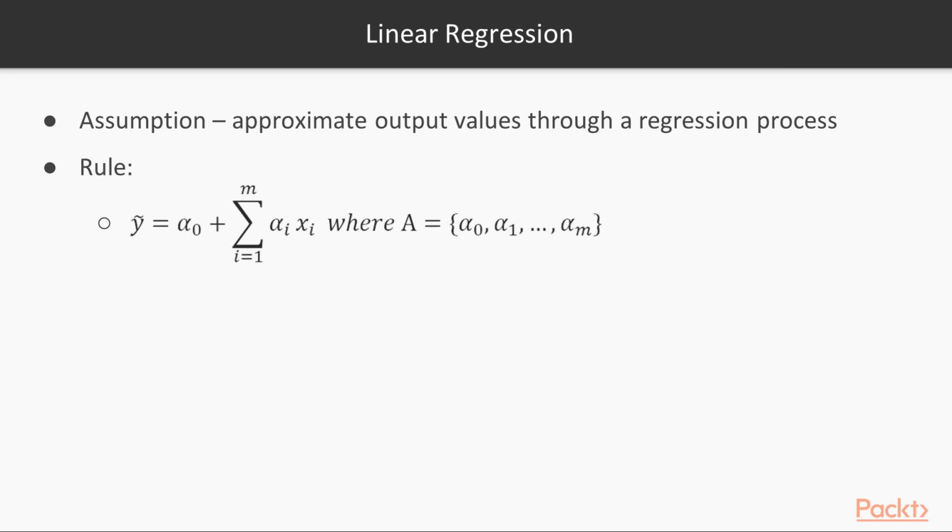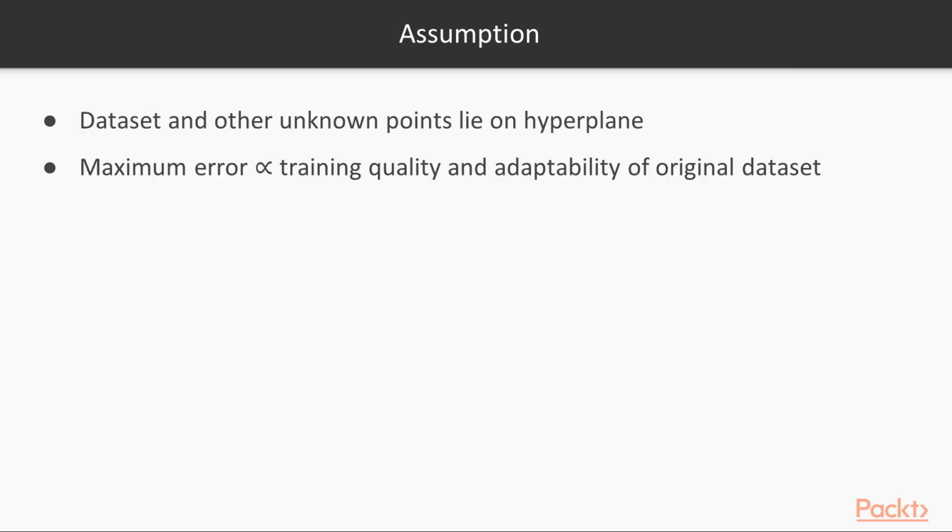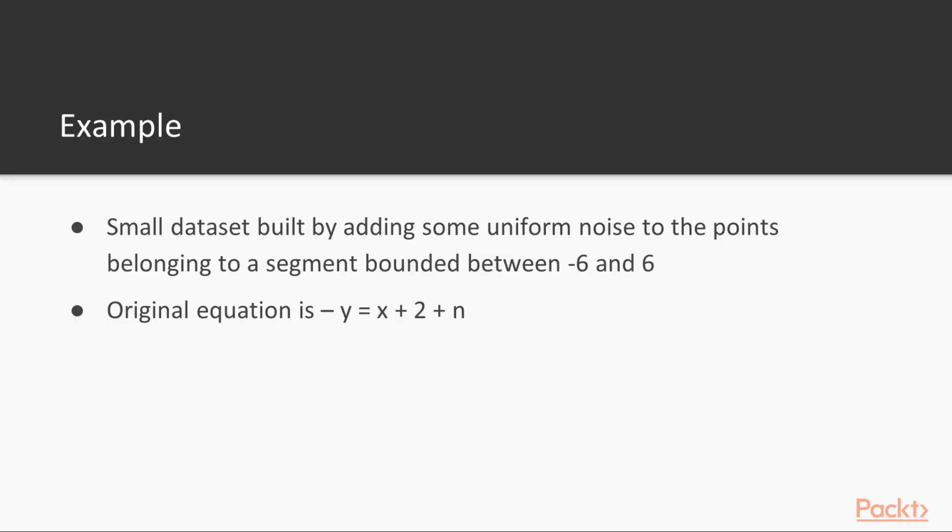A linear model is based on the assumption that it's possible to approximate the output values through a regression process based on this rule. In other words, the strong assumption is that our dataset and all the other unknown points lie on a hyperplane, and the maximum error is proportional to both the training quality and the adaptability of the original dataset.